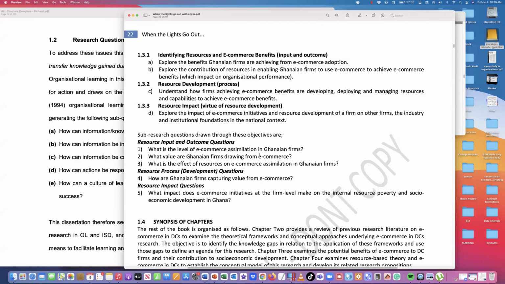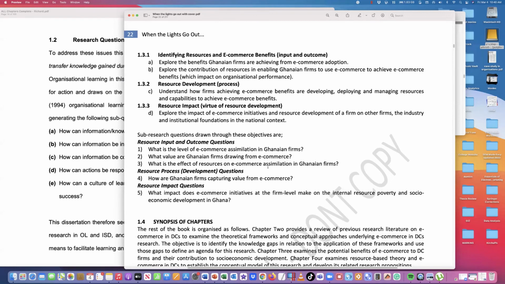What is the level of e-commerce assimilation in Ghanaian firms? What value are Ghanaian firms drawing from e-commerce? What is the effect of resources? This is just built out of my write-up. But the word resource keeps on showing. So it is not surprising that I end up using the resource-based theory as one of the theories in my work. I used multiple theories in this work.